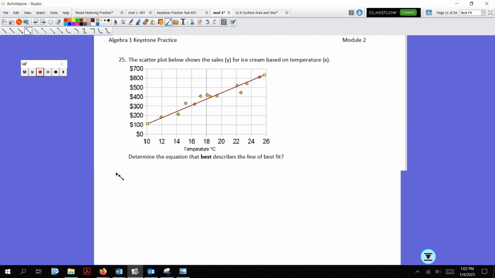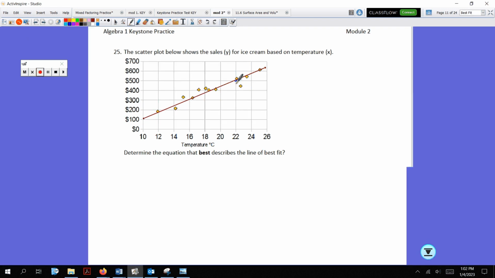All right, determine the equation that best describes a line of best fit. So what you're doing now is looking for either points that are on the line or places that actually cross. If I get my little pen tool here, I see that looks like a point, which is 22, 500. And another exact place, it's hard because of the lighting in here. I guess right here. That looks good enough to me, 10, 100.